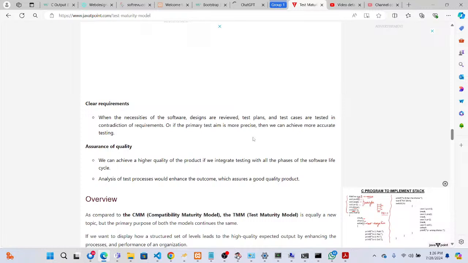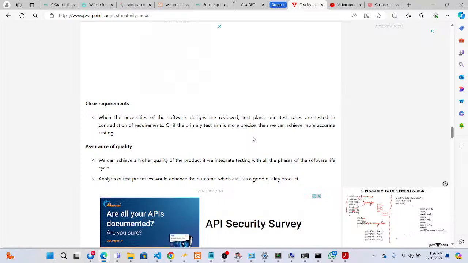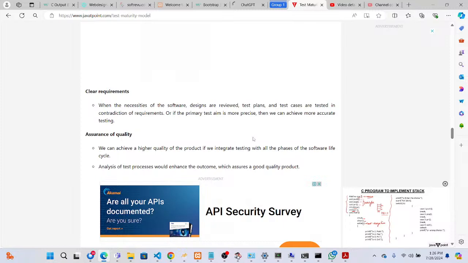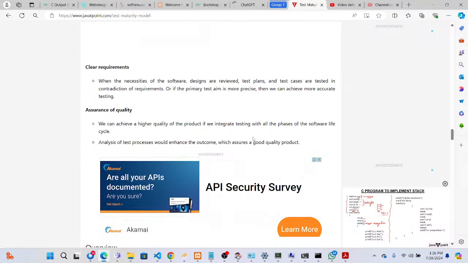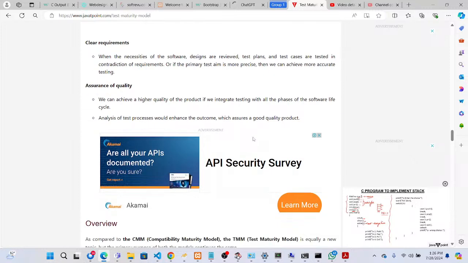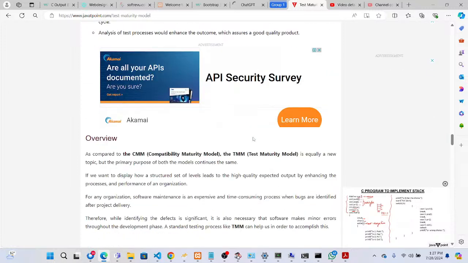Clear requirements. When the requirements and designs are reviewed, and test plans and test cases are tested against the requirements, the primary test aim is more precise, and then we can achieve more accurate testing. Assurance of quality. We can achieve a high quality product if we integrate testing with all the phases of the software lifecycle, analyze the test procedures, and enhance the outcome, which assures a good quality product.